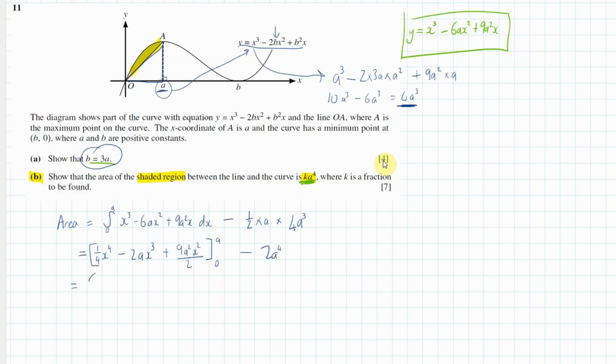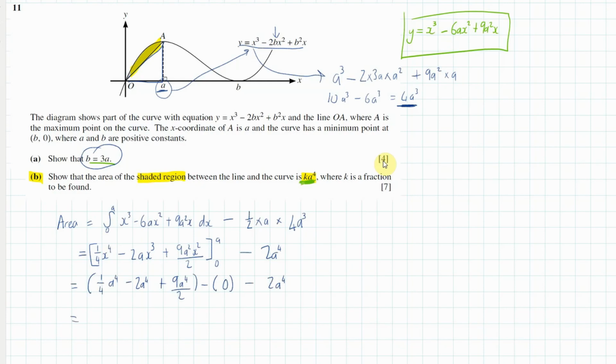Now let's work this out. Chuck in our a value, our upper limit. So it should be 1/4 a to the 4 minus 2a to the 4, I'm just substituting in a for all of the x's, plus 9a to the 4 over 2. Then when I stick in my zeros as my lower limits, I get 0.